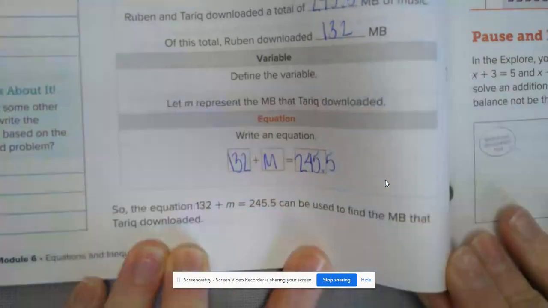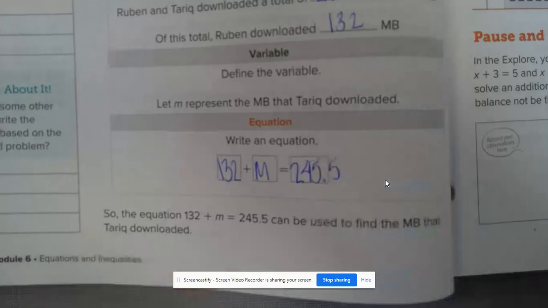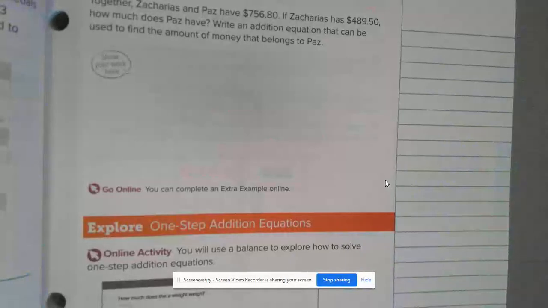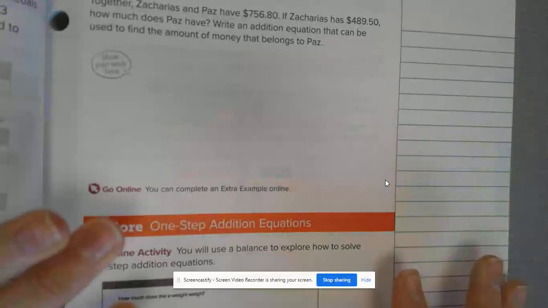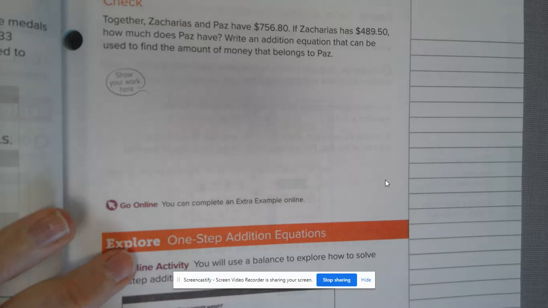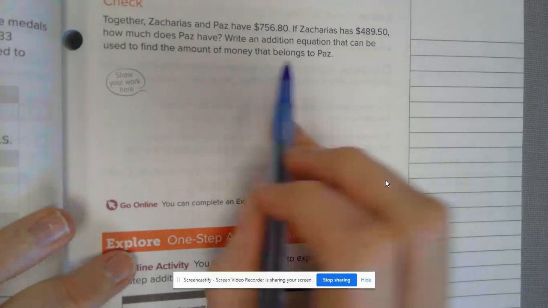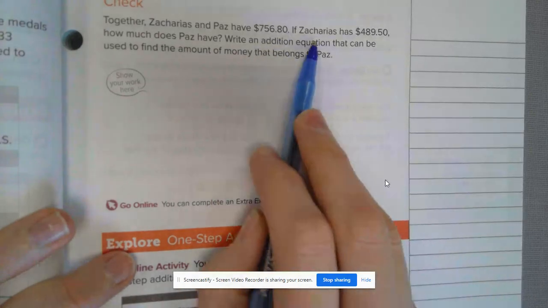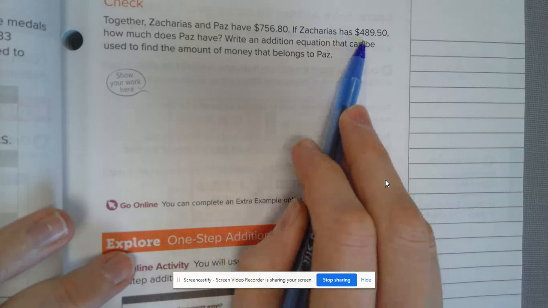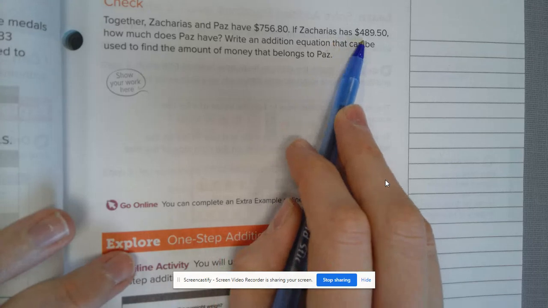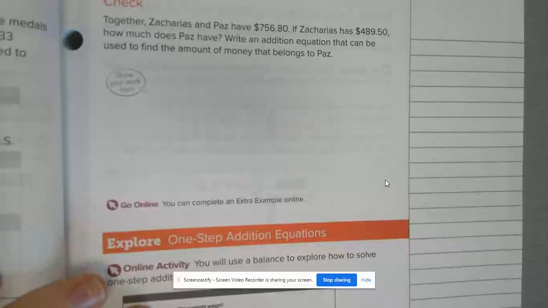Okay. Let's go ahead and try check on page 343. It says together, Zechariah and Paz have $756.80. If Zechariah has $489.50, how much does Paz have? Write an addition equation that can be used to find the amount of money that belongs to Paz.